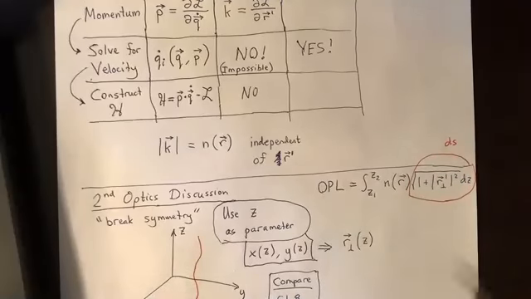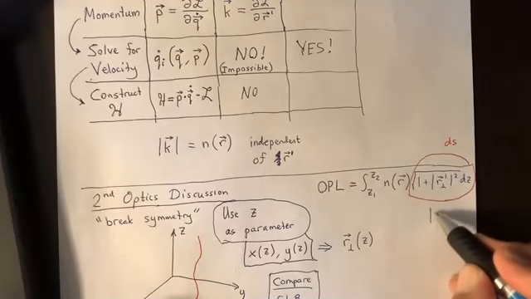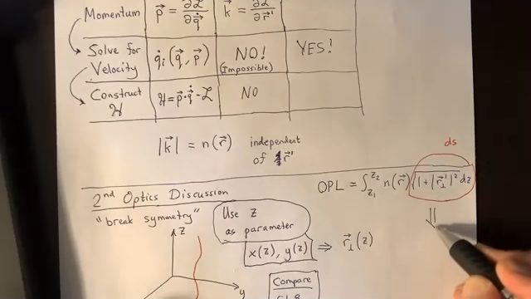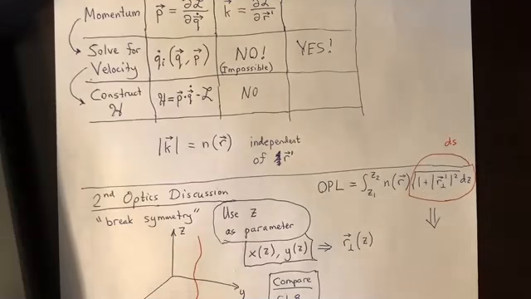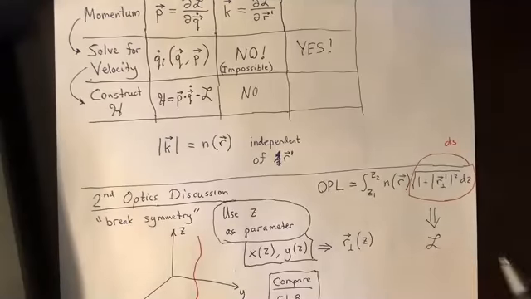Okay, so that's the optical path length. You get a Lagrangian. We're going to have to skip the details here because of our extremely challenging schedule. But the point is you can read off a Lagrangian.